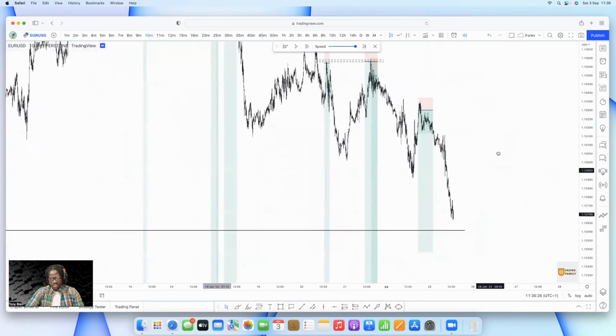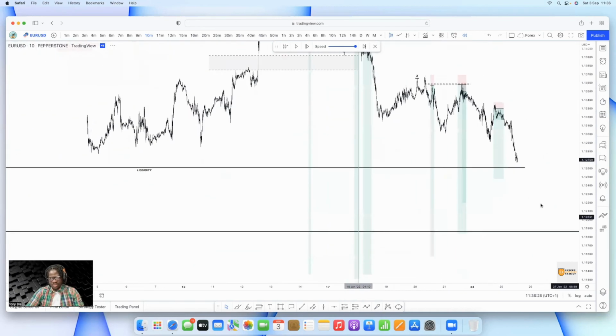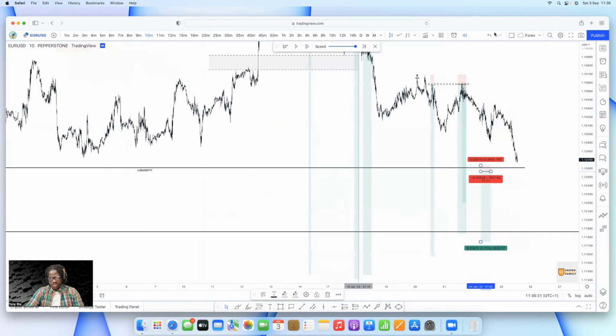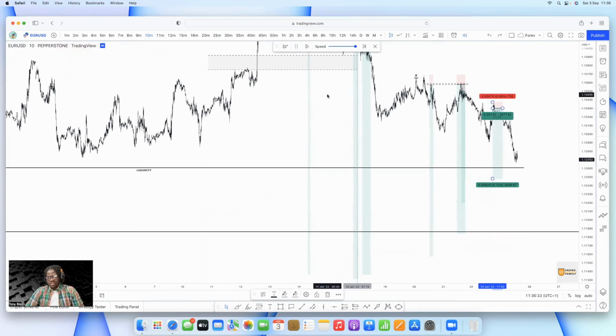Okay, now we are approaching that daily liquidity. Okay, so yes, and I'm sure price came there.